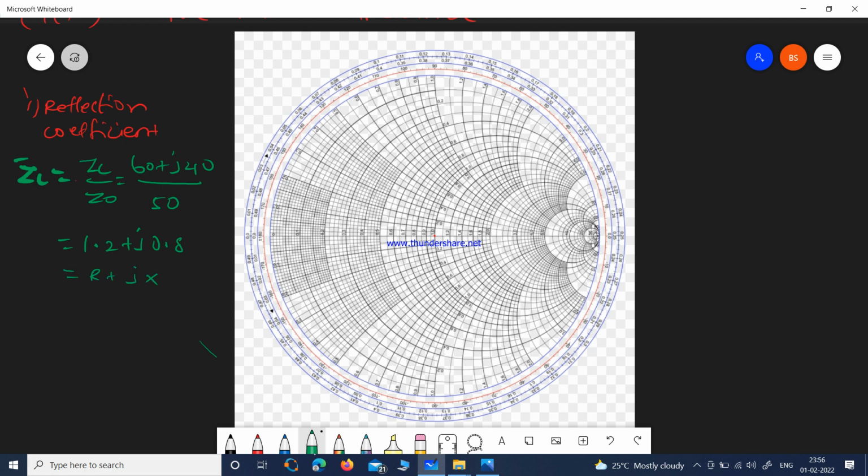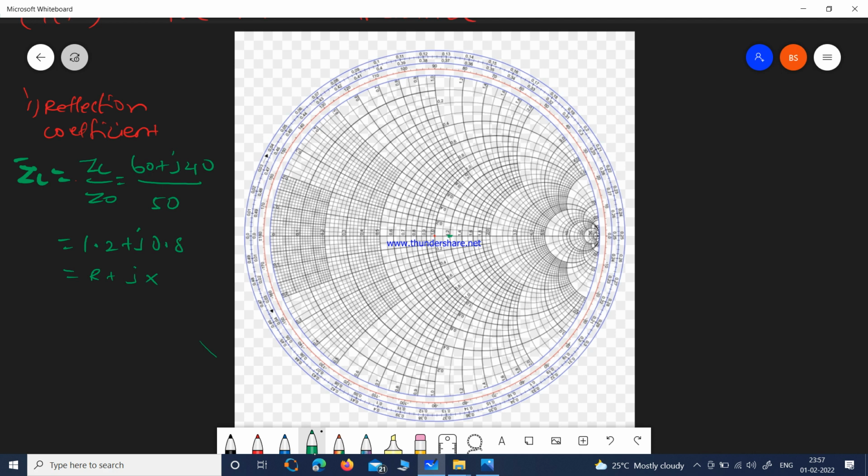Since R is a constant resistance, we need to find where 1.2 is. In the center line, if you see, it starts from 0, 0.1, 0.2, 0.3, 0.4. So we need to see where 1.2 is. So 1.2 is here. Just mark a point over here. Then it is 0.8.